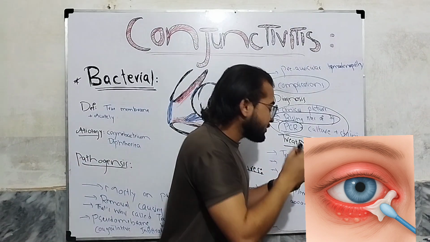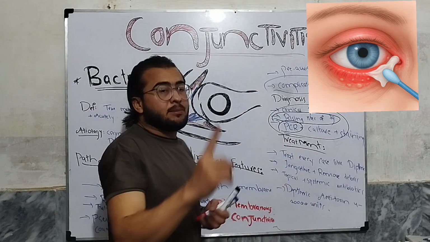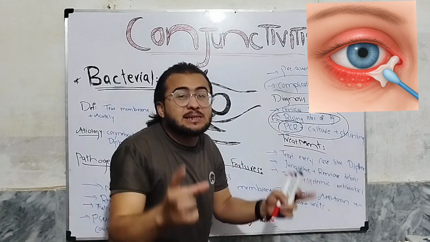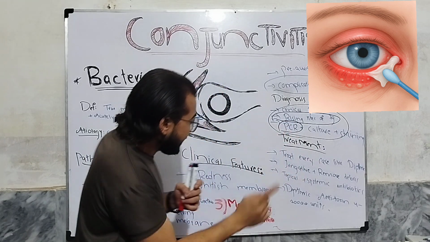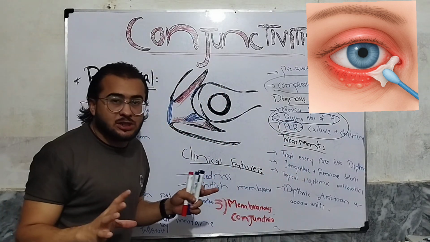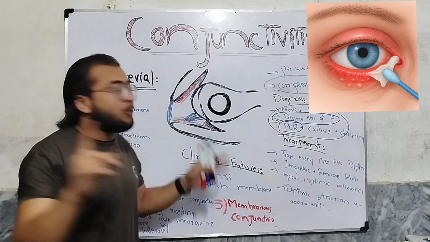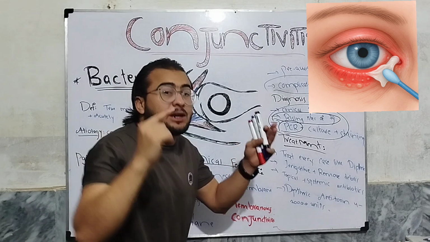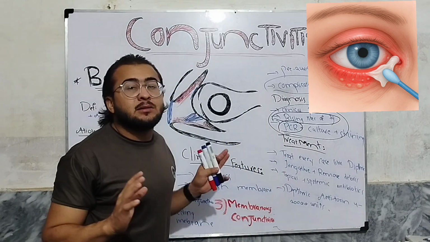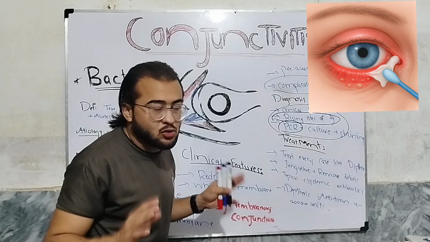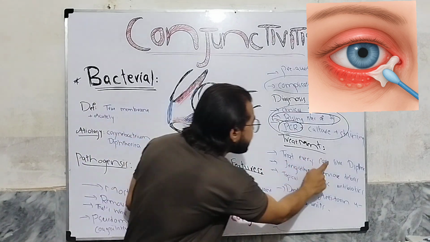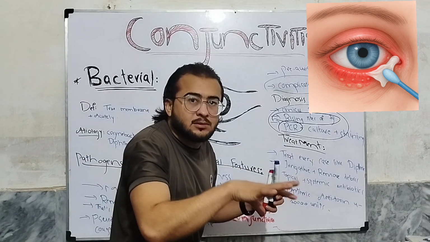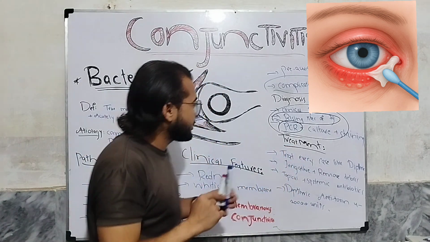Now the treatment options. Remember one important thing: every case of membranous conjunctivitis should be treated like Corynebacterium conjunctivitis. Even before the investigation, if it is not confirmed and we see a membrane on the conjunctiva, we will treat it like diphtheric conjunctivitis, which has caused the membrane formation.